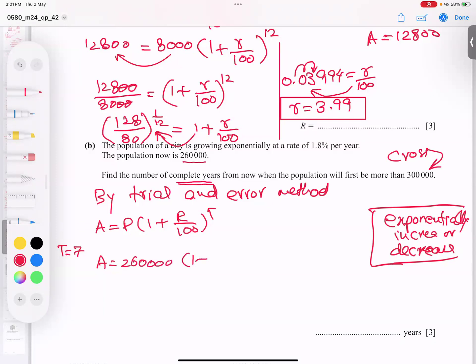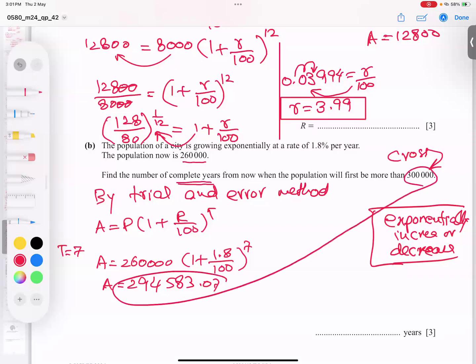So I get 260,000, 1 plus 1.8 over 100 to power 7. I'm typing in the calculator, and you can type parallel with me. 1 plus 1.8 over 100, and the power is 7. What answer am I getting, students? So A is coming 294,583.07, which is slightly less.